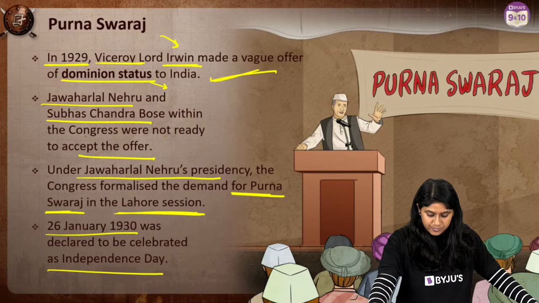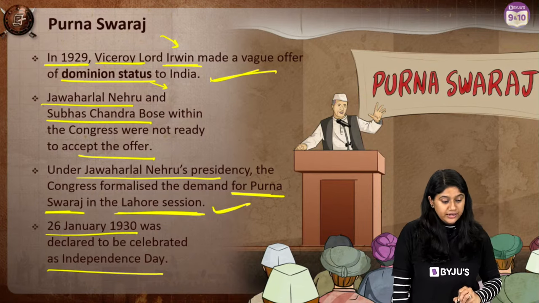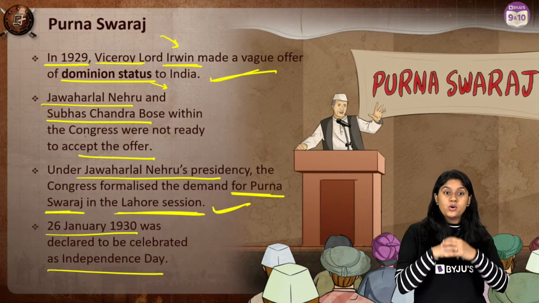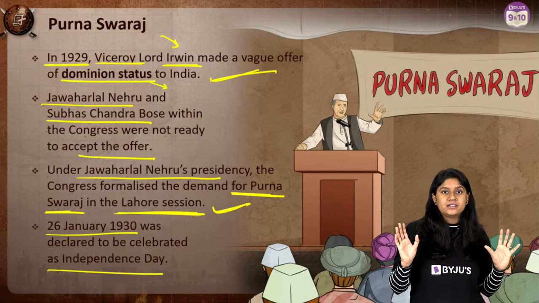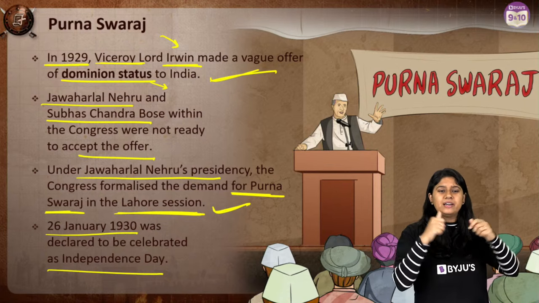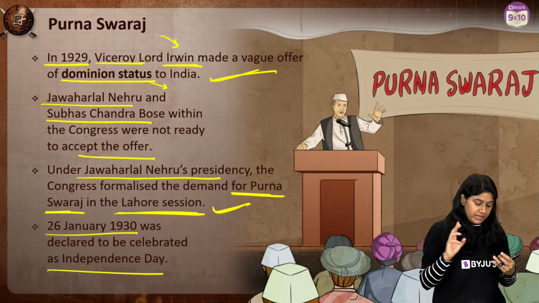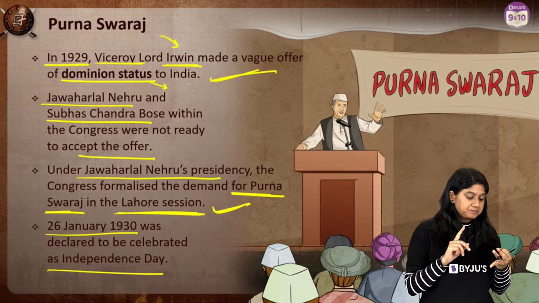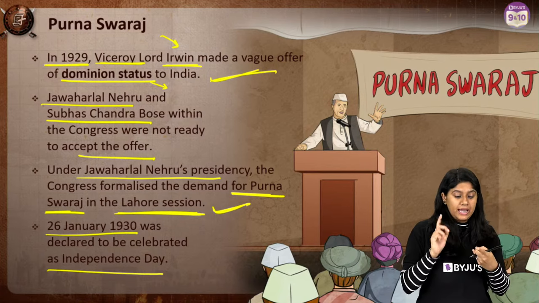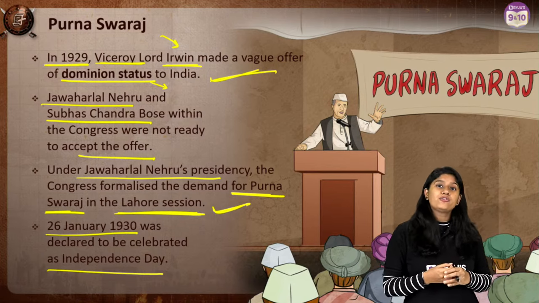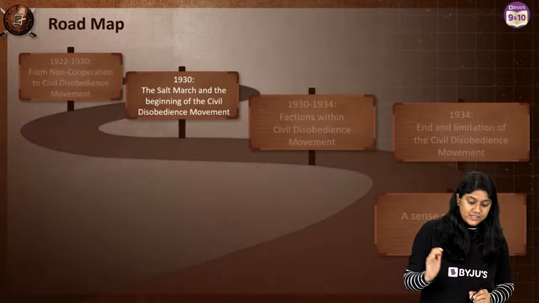Everyone clear? So we have this session which happened in Lahore, and in that session Jawaharlal Nehru was the president of the party, and he said that on 26 January 1930, we will celebrate our independence. Clear? So the 3S: we have the formation of the Swaraj Party, the Simon Commission coming during that duration from 1920 to 1930, and of course the call for Purna Swaraj. Clear? Good. Now let's move to the next topic.